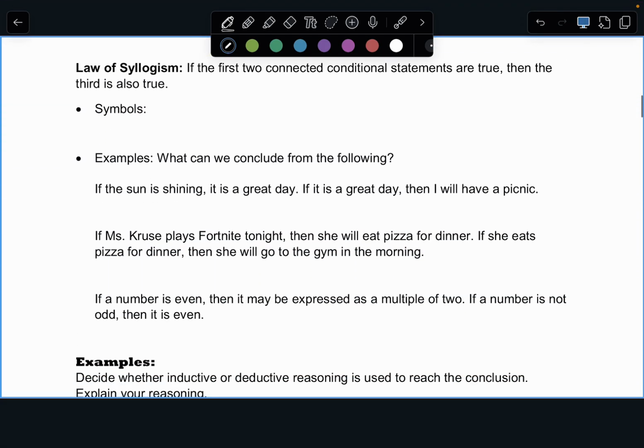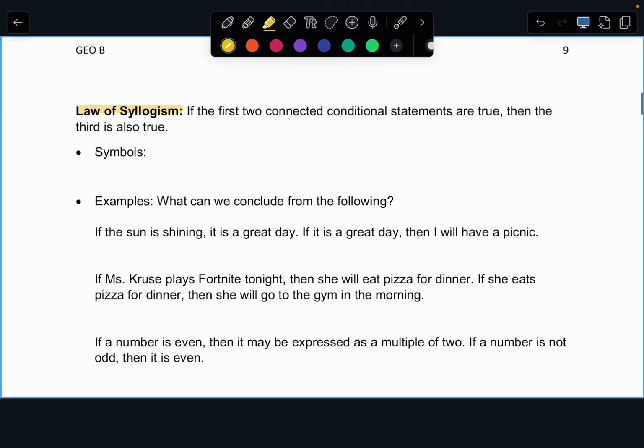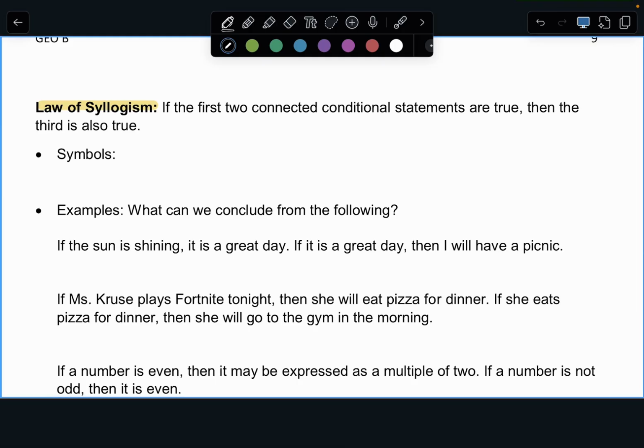Okay, this next one is one of my favorite laws ever. And we're all going to say it together because it's kind of a tricky name. It's the law of syllogism. Syllogism. Okay. It says, if the first two connected conditional statements are true, we'll talk about what connected conditionals are in a second, but if they are true, then the third is also true. Here's what you will be given for the law of syllogism. You'll have if P, then Q. And you'll have if Q, then something else. Call it R.